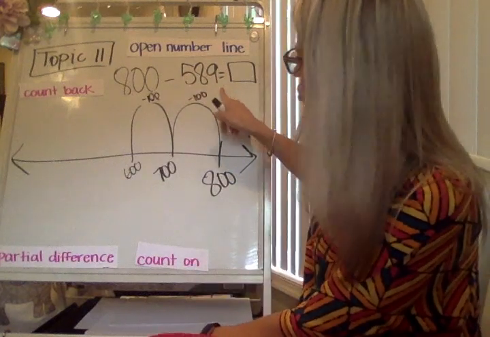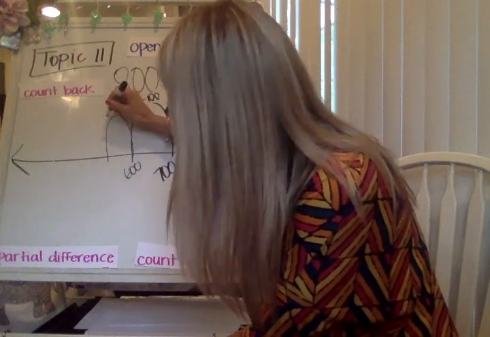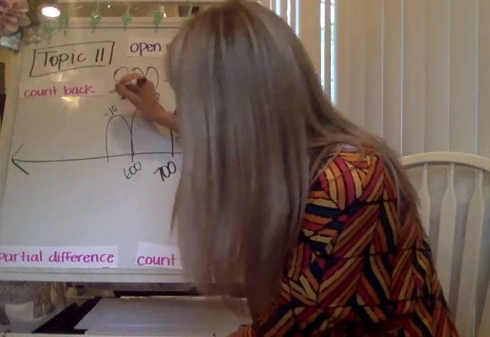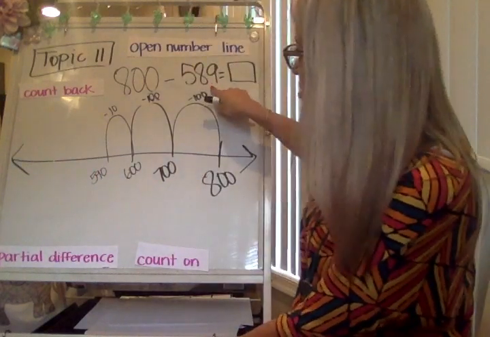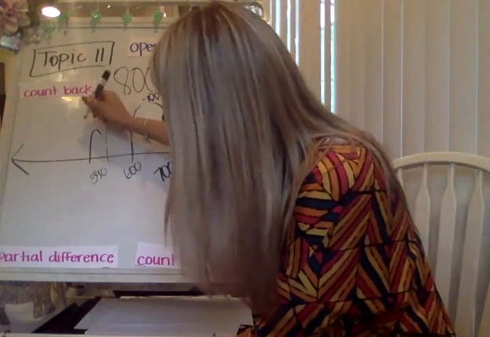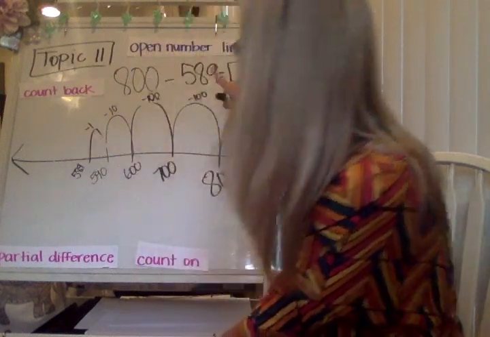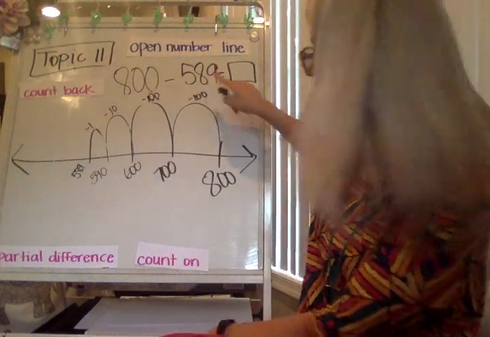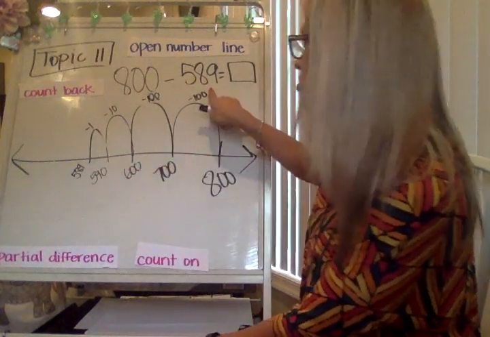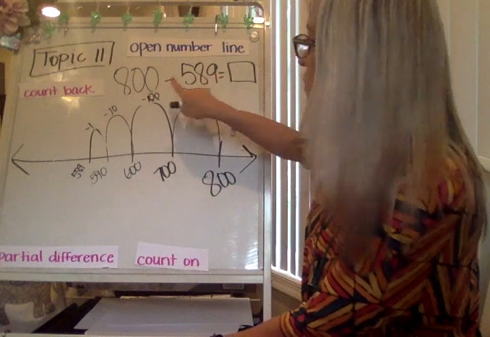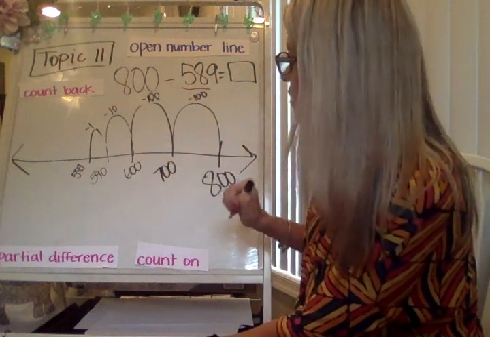So I'm going to start doing little jumps. I'm going to do a little jump to get to minus 10. I'm going to get to 590. Now I'm going to subtract one more to get to 589, because that was my stop spot. So I kept on subtracting until I got to this other number. So I subtracted the 589. And this was with counting back.